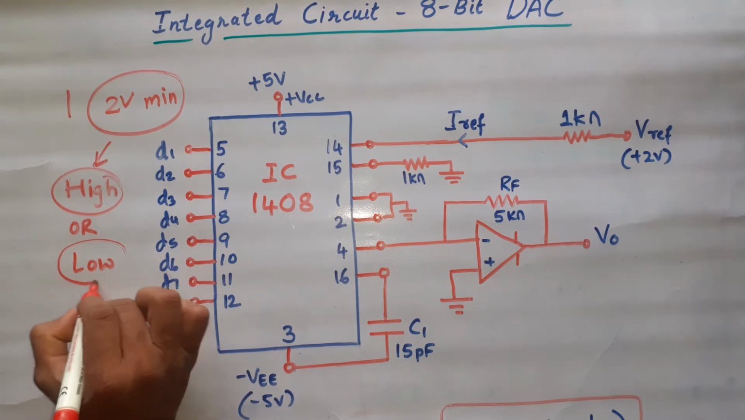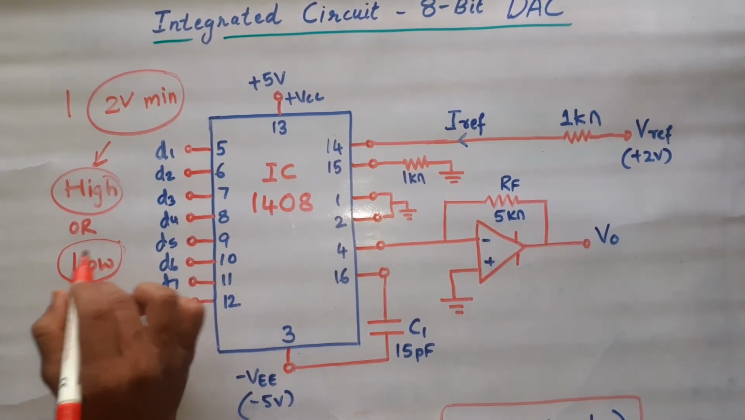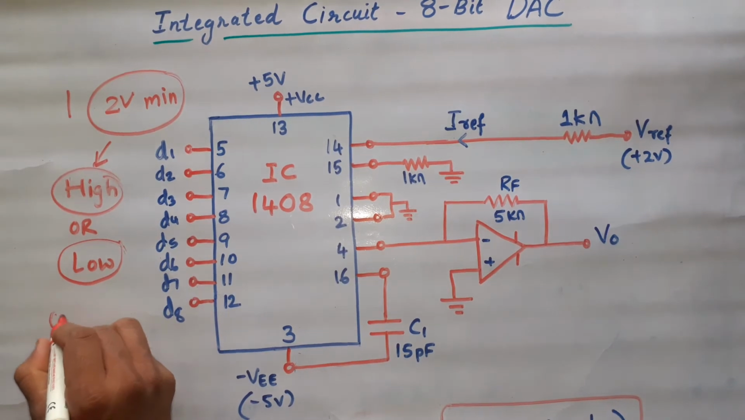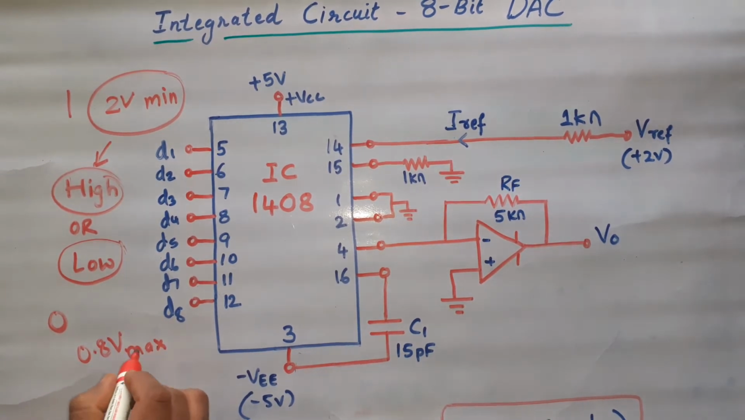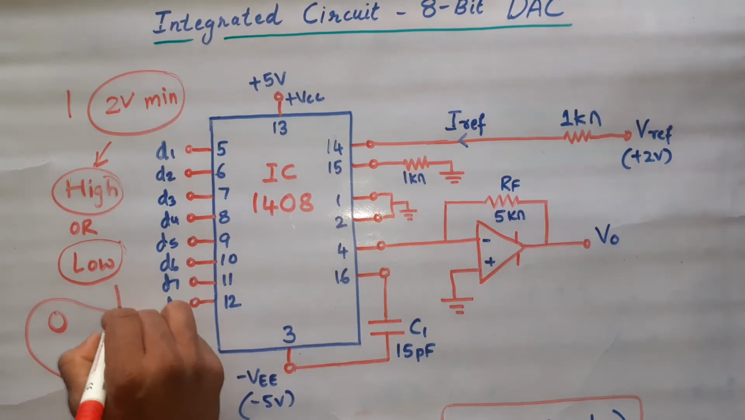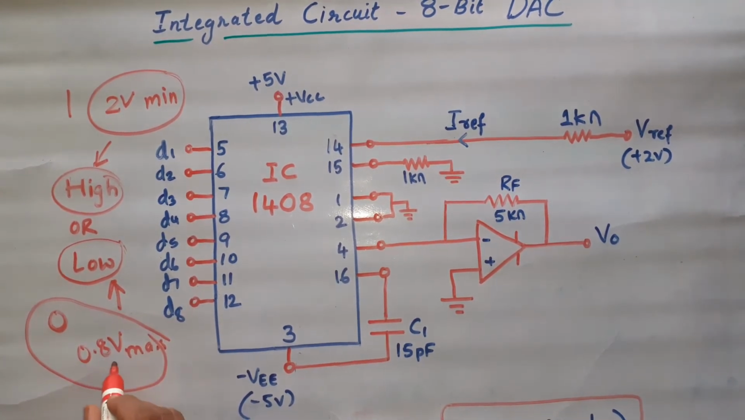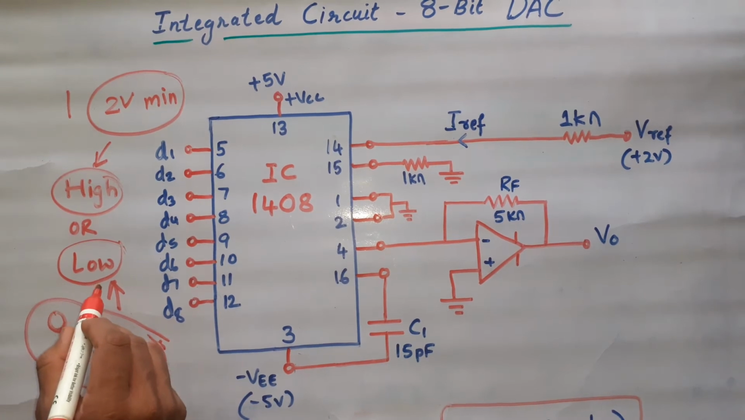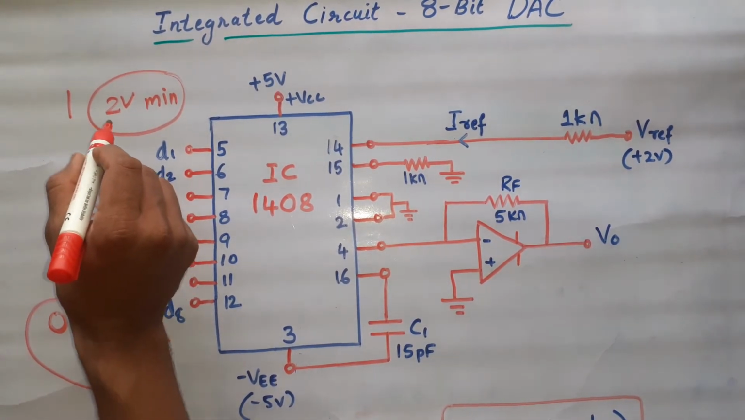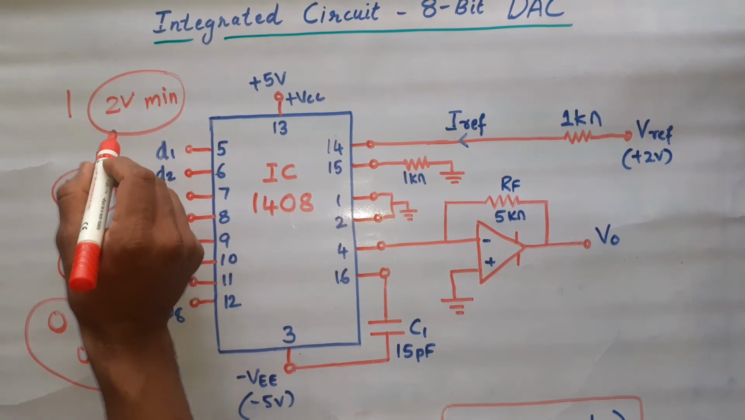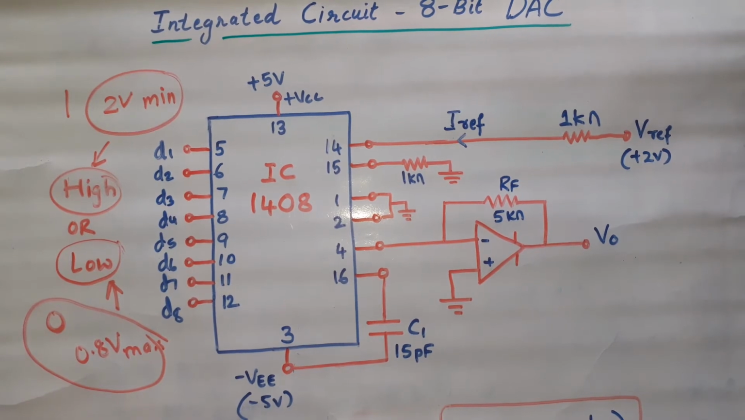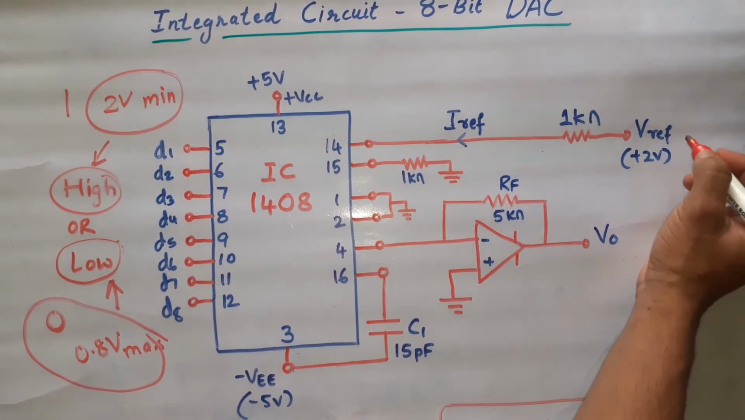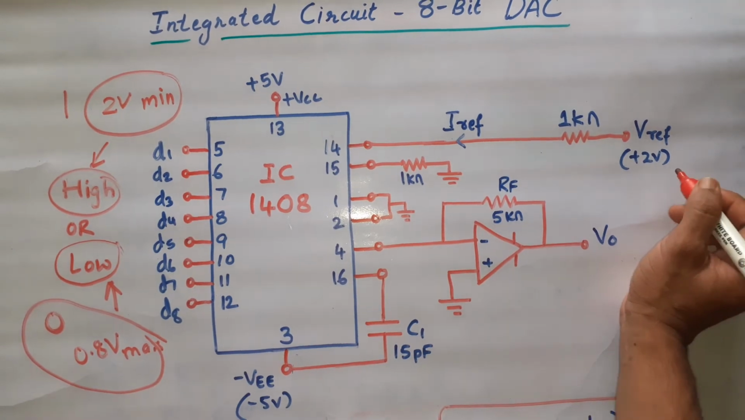Now for it to be considered as low, means that is to be considered as 0, maximum voltage is 0.8 volts. Understood? So for considering low, 0.8 volts maximum it should be, then it is considered as low. And minimum it should have a 2 volts amplitude for it to be considered as high. Because our reference is here plus 2 volts.